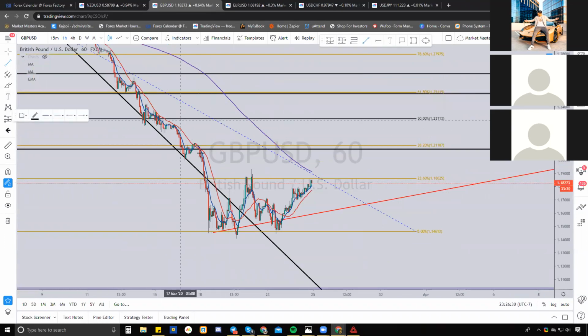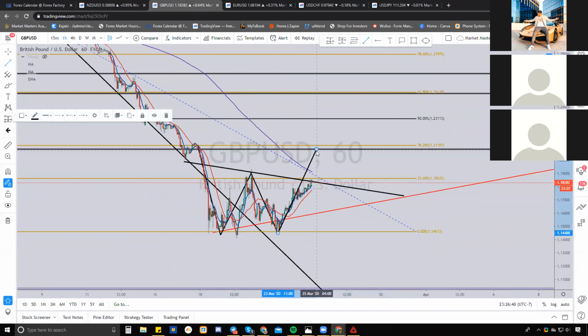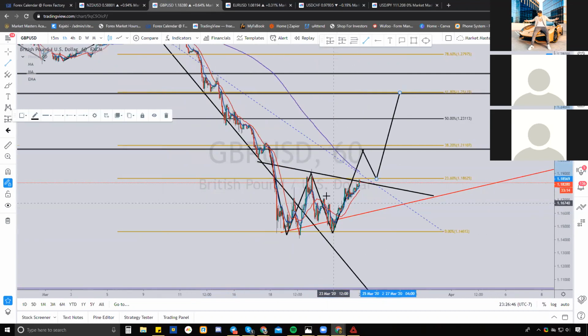So GBP USD is more of that double bottom going on. So 1, 2, most likely going to break out, come back, and then shoot up. Distance from here to here, distance expected to go up.